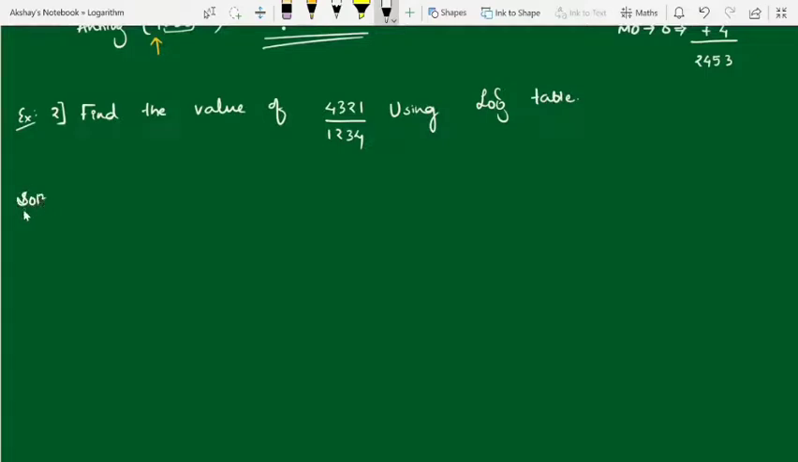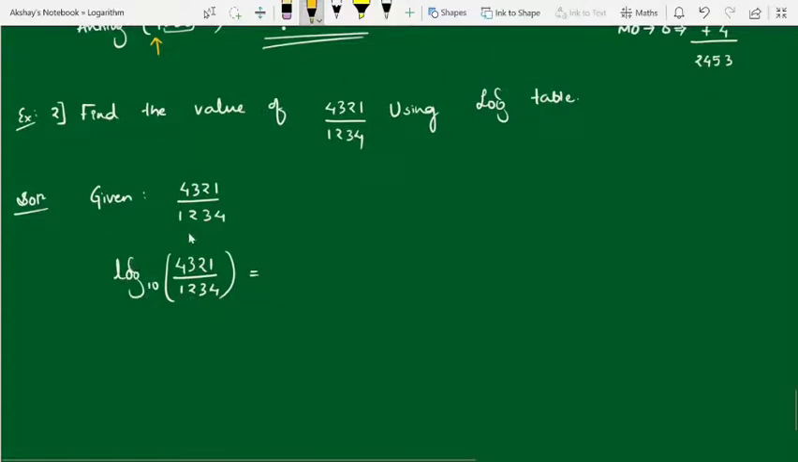What is our procedure? First one. The given number is 4321 by 1234. Next, apply log for this. Log of 4321 by 1234. Base, we'll choose it as 10 because the table is convenient for us. So next, how can I split this? Log of a by b. Here you have the division sign. So what will you be getting? A minus sign in between, right?